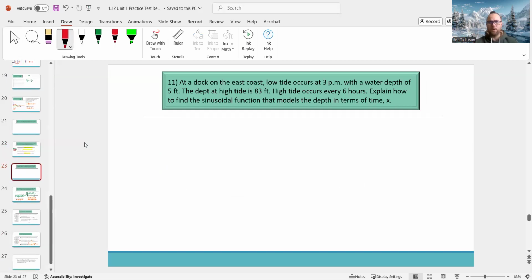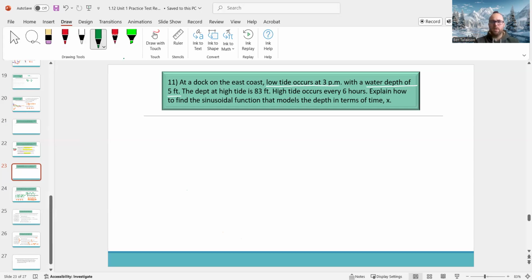Visualizing you're at the beach, you're at the ocean, you're at the dock on the East Coast. I know we're on the West Coast, but you get the idea. Low tide occurs at 3 p.m. with a water depth of 5 feet.